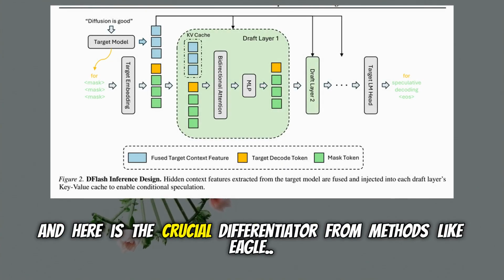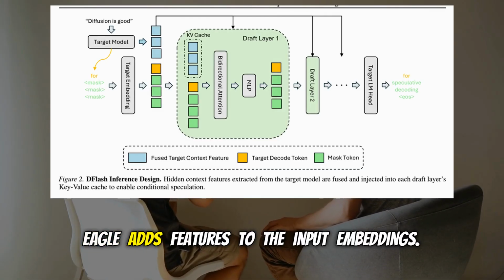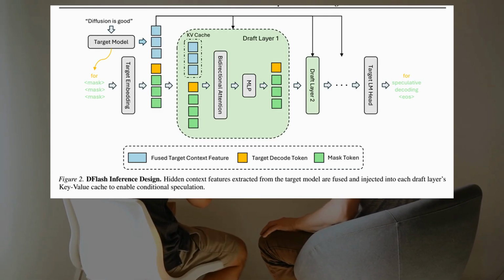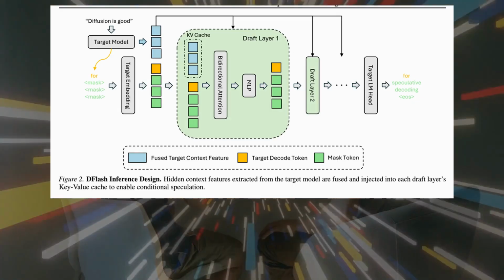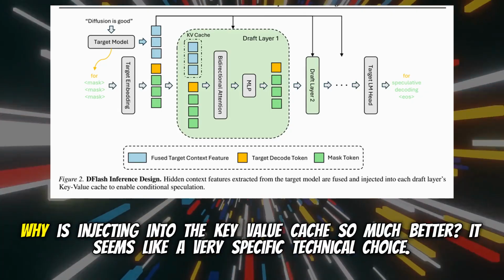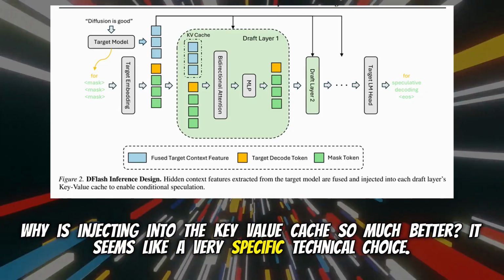Here is the crucial differentiator from methods like EAGLE. Okay. EAGLE adds features to the input embeddings. DFlash does something much more powerful. It's called KV injection. KV injection. Let's drill down on this. Why is injecting into the key value cache so much better? It seems like a very specific technical choice.